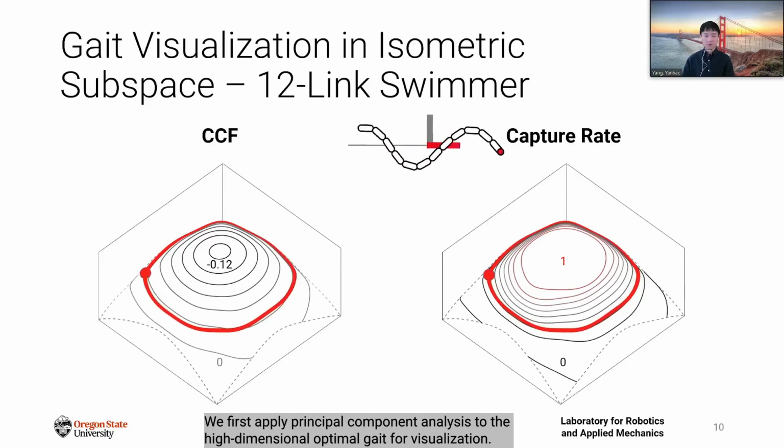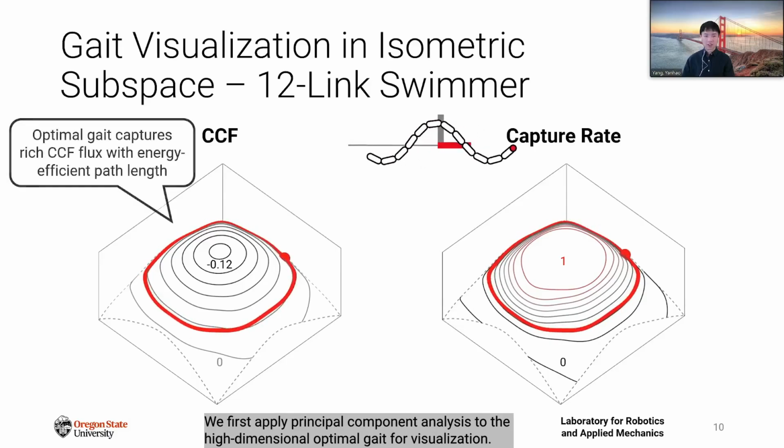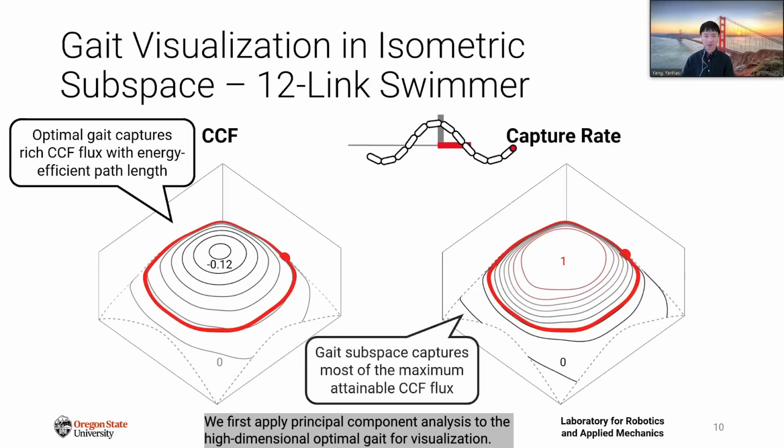We first apply principal component analysis to the high-dimensional optimal gait for visualization. Now we can see again the equilibrium between displacement and power consumption on the left. Furthermore, on the right, we show that the gait subspace is aligned with the optimal subspace. Together, these two geometric interpretations demonstrate optimality of the gait.